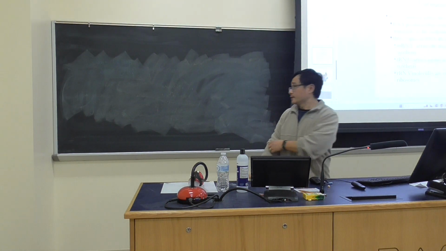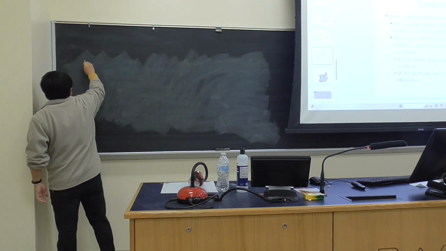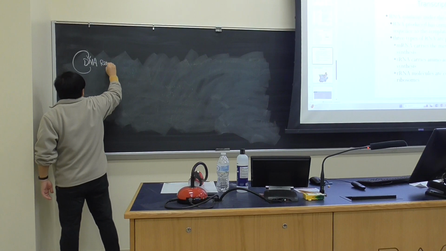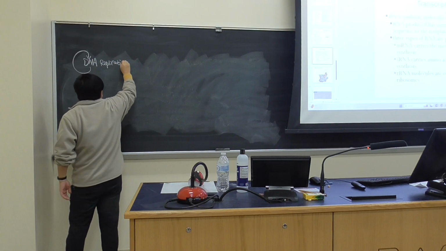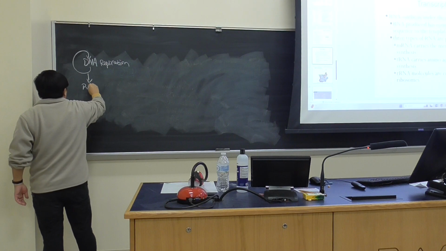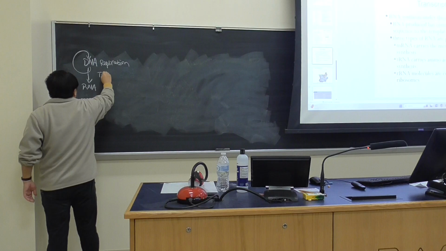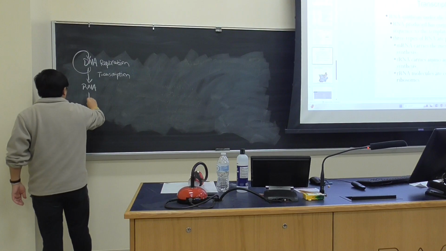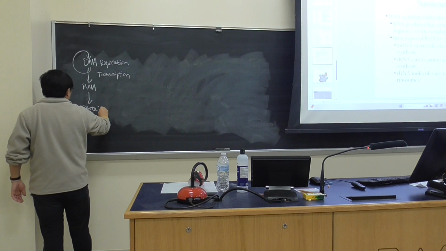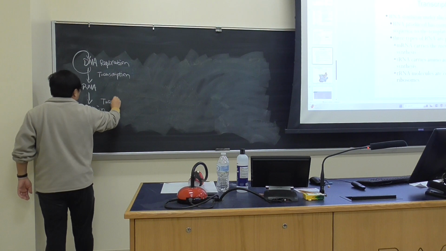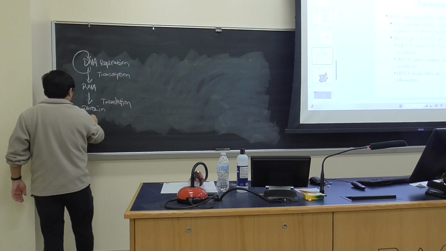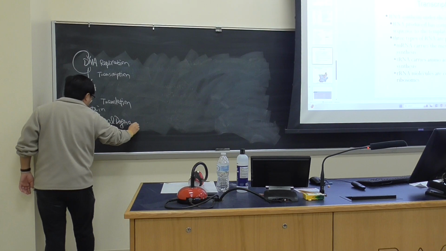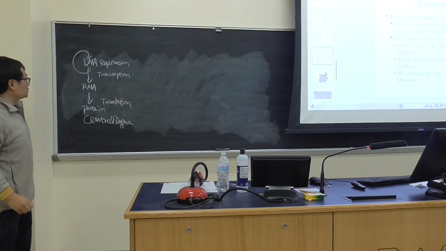Transcription. Let's go back to this. DNA goes through replication, then to RNA, a process called transcription, and finally to protein, a process called translation. This whole thing we call the central dogma. It's very easy.